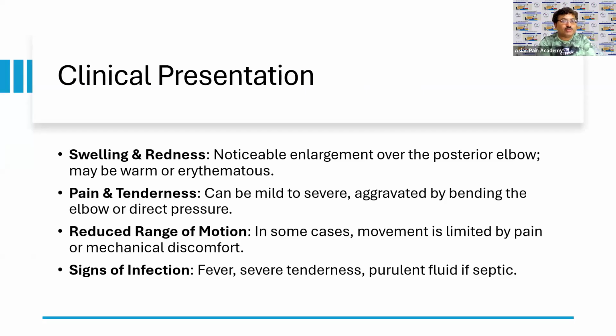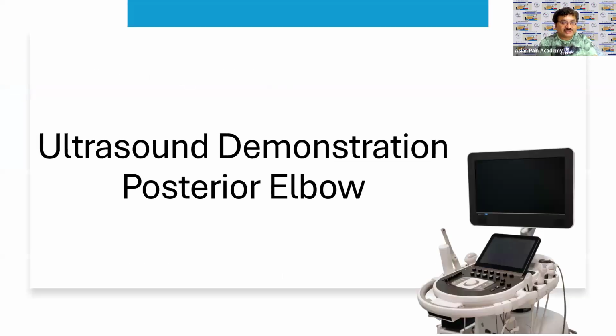Clinical presentation, there will be swelling and redness, which is noticeable enlargement over the posterior elbow, and sometimes there could be warmth as well. The pain and tenderness can be mild to severe, aggravated by bending the elbow or direct pressure over that area, and there is reduced range of motion, and signs of infection could be there if the infection is there. So let's see the posterior elbow portion.